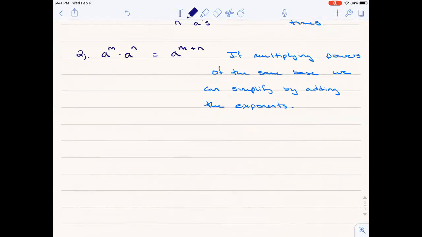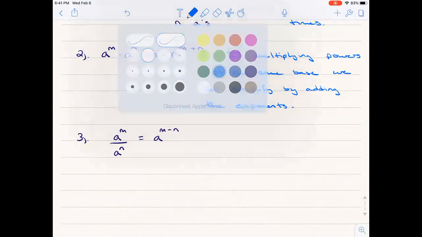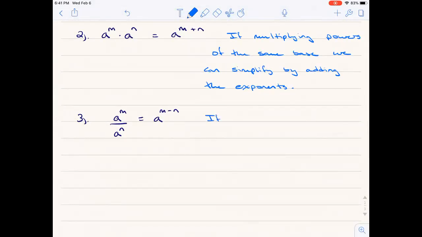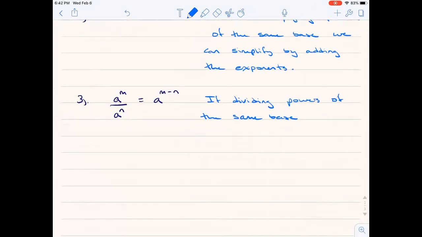If we're dividing the same base, we have this third rule. So if we have something like A to the power of M over A to the power of N, you can rewrite that as A to the power of M minus N. And so in words, if dividing powers of the same base, we can simplify by subtracting the exponents.